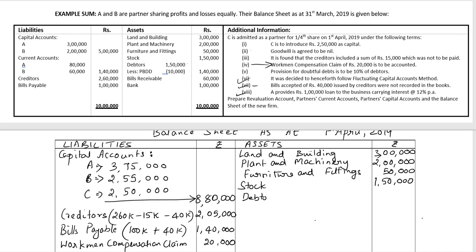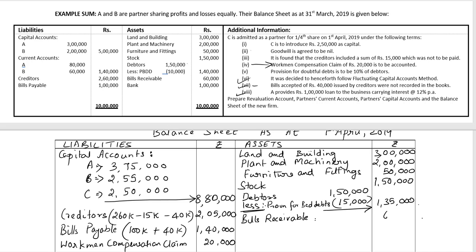Debtors. 1,50,000 original figure. Less provision for bad debts. It says that the provision for bad debts is to be 10% of debtors, which comes up to rupees 15,000. Final figure in the outer column, 1,35,000 rupees. Bills receivable. No change in figure, 60,000 rupees.